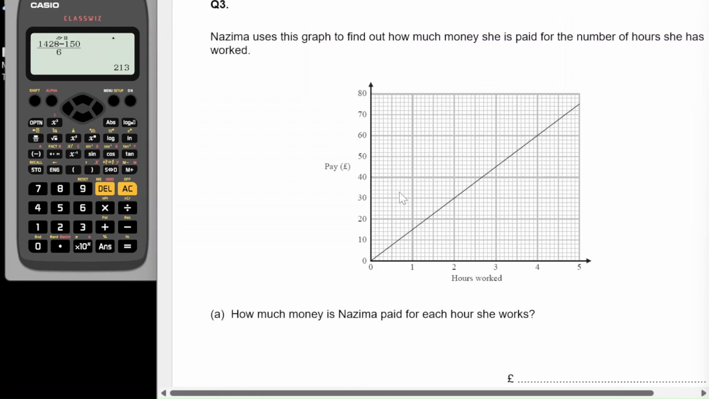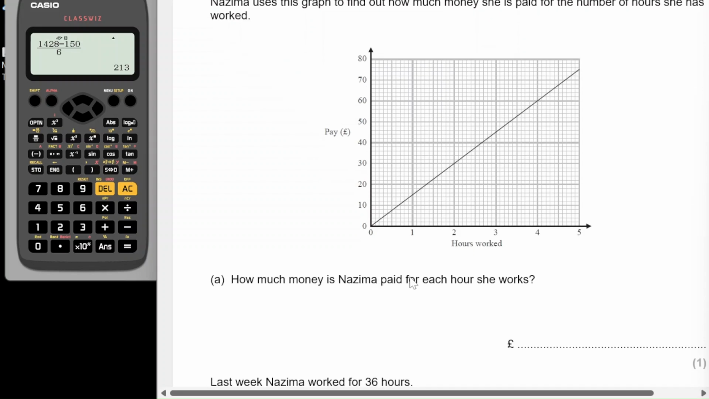Question 3 then. Nazima uses the graph to find out how much money is paid for the number of hours she has worked. How much money does Nazima get paid for each hour that she works? So in effect, what we really want to do is read off this value here, which is just in between those. So I think it's £12.50 per hour. No, I don't. Halfway between 20 and 10, it would be 15. So she gets paid £15 per hour.